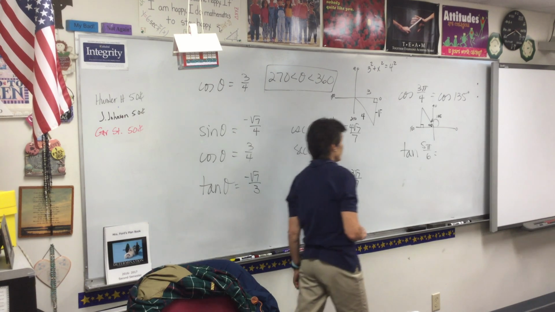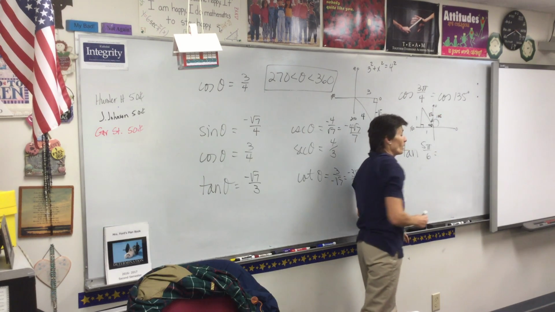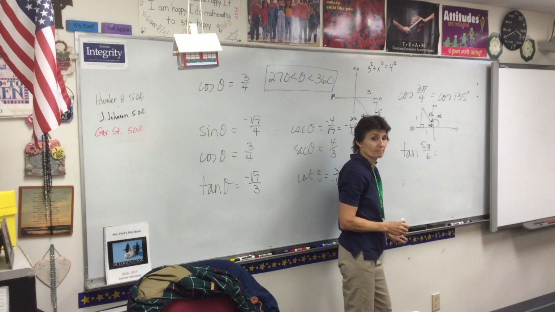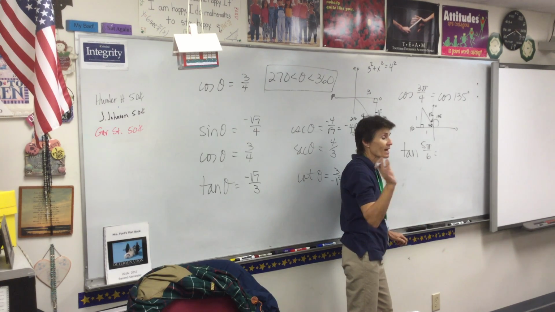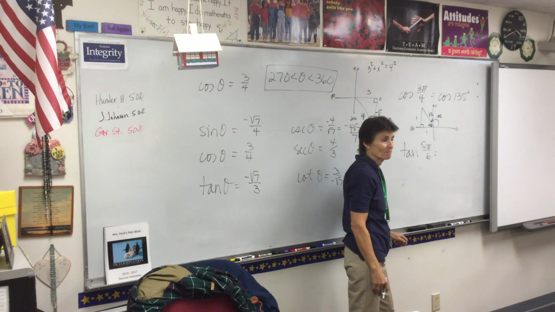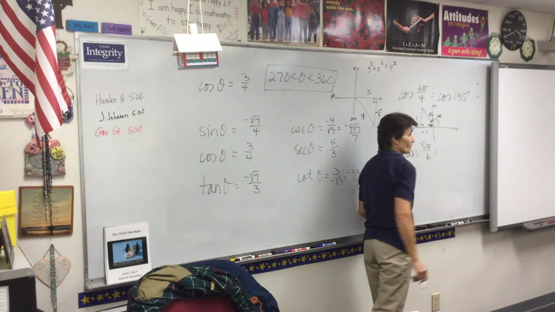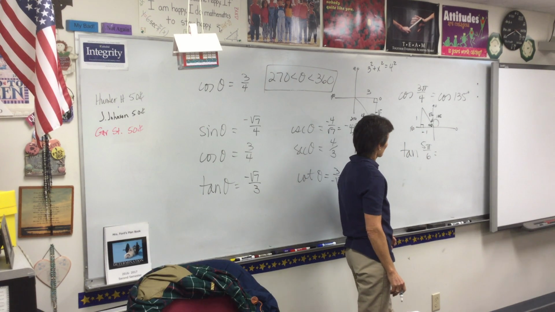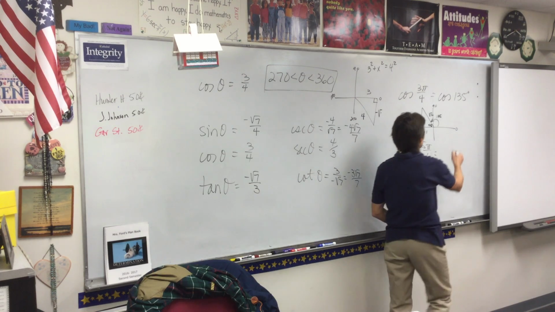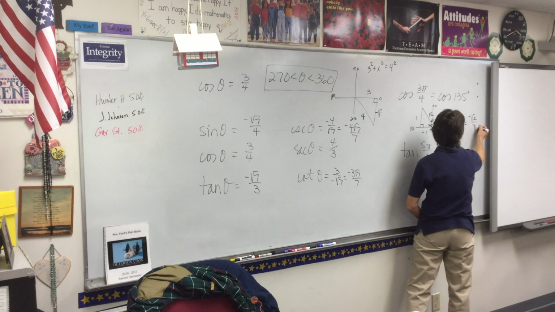What are the sides of the triangle? 1, 1, root 2, and what are the signs, negatives and positives? Negative 1, I need a negative right here, right? And then what's cosine? Adjacent over hypotenuse. So negative 1 over root 2, or negative root 2 over 2? Yes.